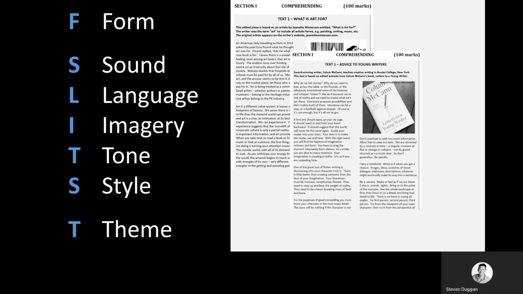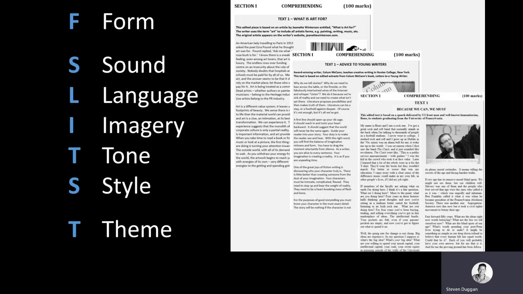So, whether it was last year's comprehension text, the year before from Colin, and again, I know that you can be looking at this straight away and you're seeing the difference in the language that's used. We have in the second paragraph here, he says the first line should open up your rib cage. It should reach in and twist your heart backwards. Metaphors, very deliberate contrasts or comparisons being made without the use of like or as. Again, take the mnemonic, you can apply it to anything that's here.